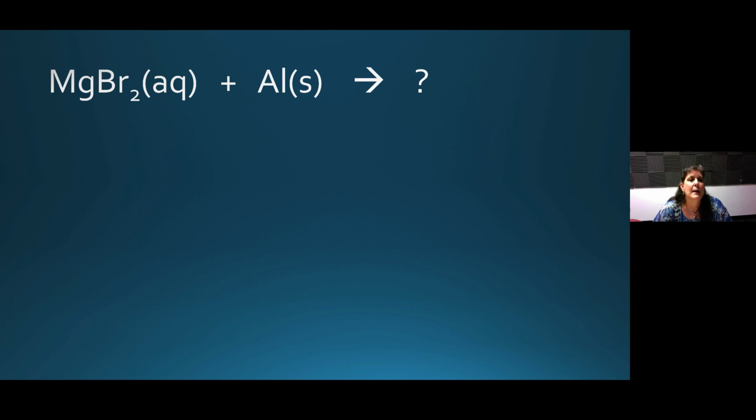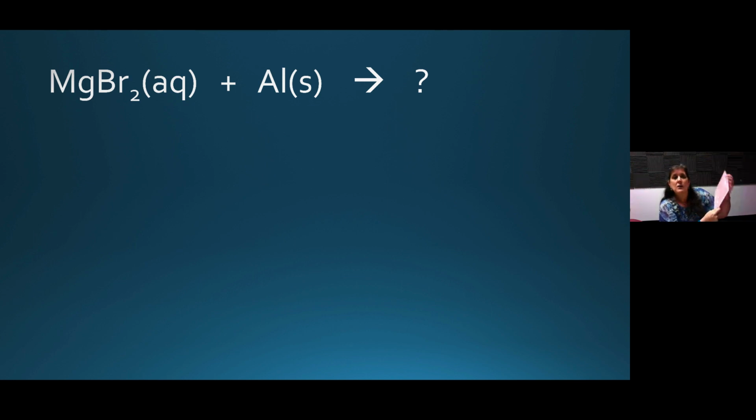Next up, MgBr2 aqueous plus aluminum solid makes, we don't know. You have to predict the products for single replacement reactions. So we have magnesium bromide aqueous. That tells me we're in a beaker of water again. We have some MgBr2 floating around, and we're going to throw in a chunk of aluminum. Does anything happen? Let's find out.